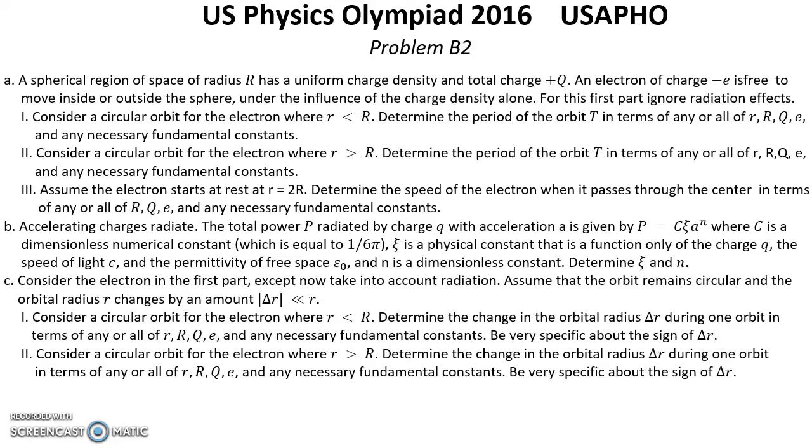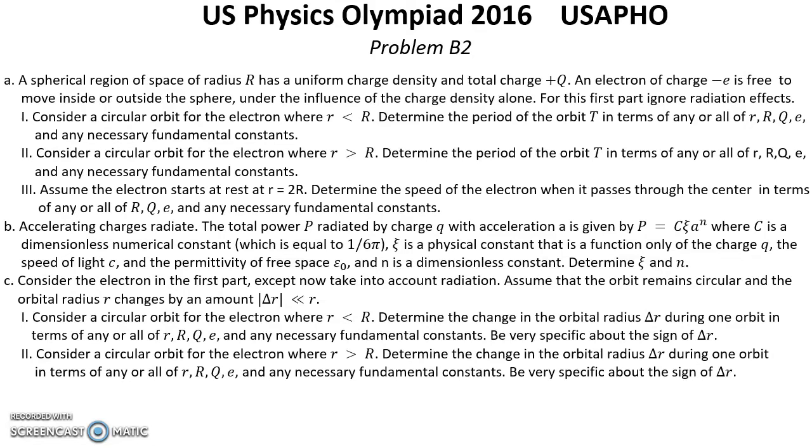Problem B2. Part A. A spherical region of space of radius R has a uniform charge density and a total charge positive Q. An electron of charge negative e is free to move inside or outside the sphere under the influence of the charge density alone. For this first part, ignore radiation effects.